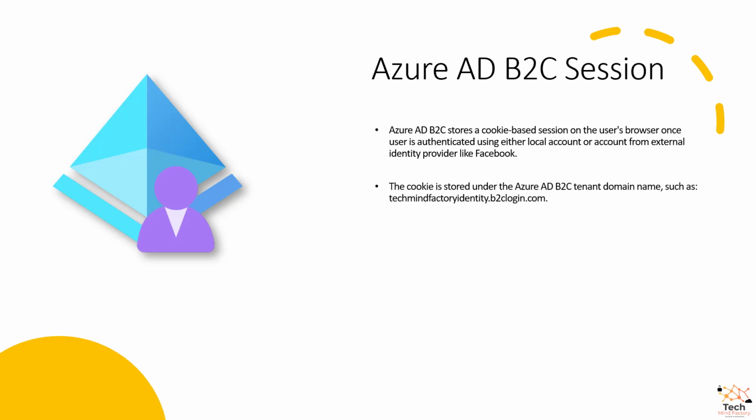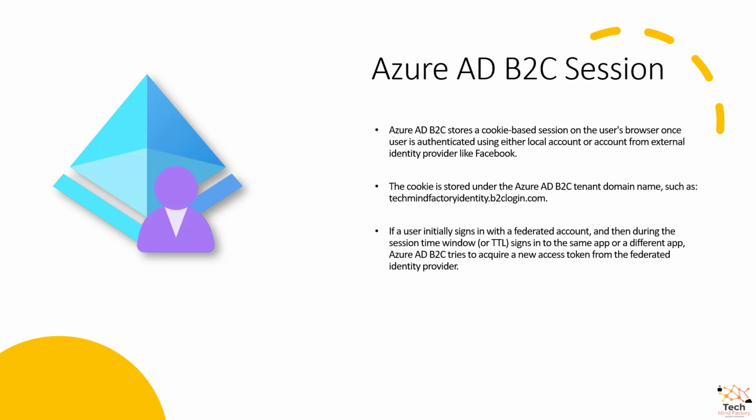The cookie is stored under Azure AD B2C tenant domain name such as techmindfactoryidentity.b2clogin.com. If a user initially signs in with a federated account like Facebook, and then during the session time window, or time to live, TTL, signs in to the same app or different applications, Azure AD B2C tries to acquire a new access token from the federated identity provider. So that's very important. Yes?